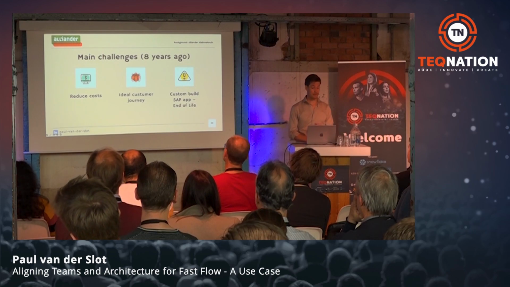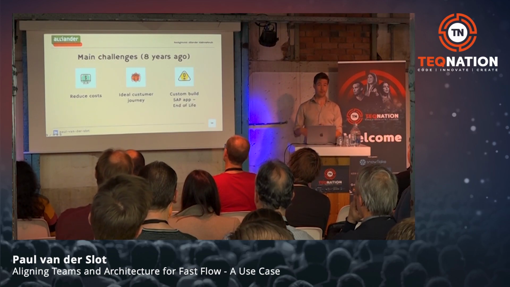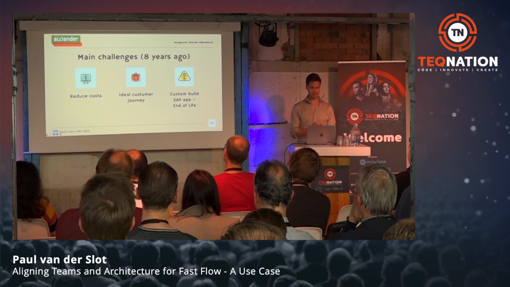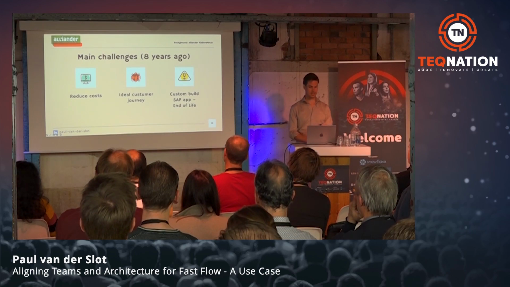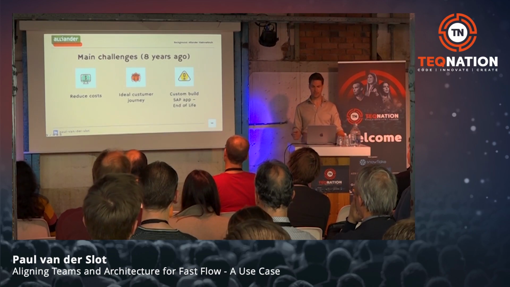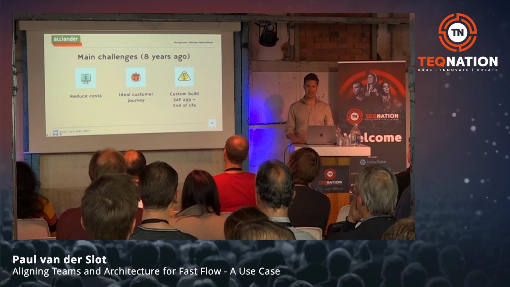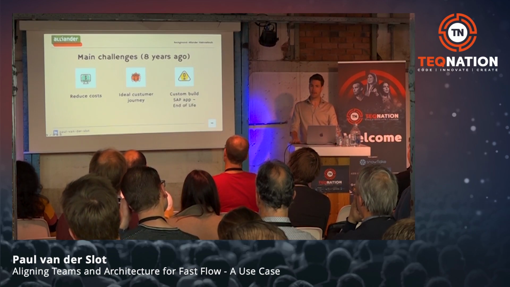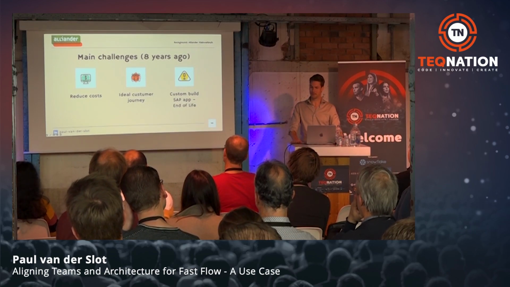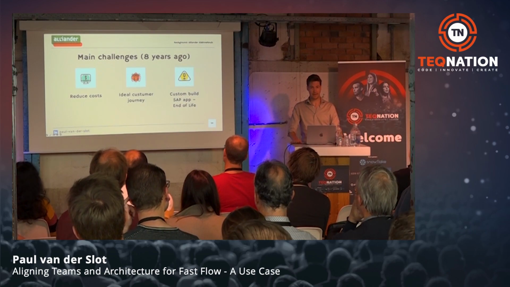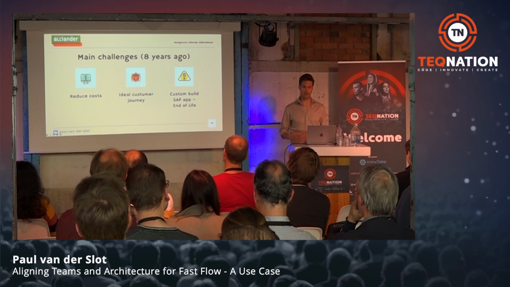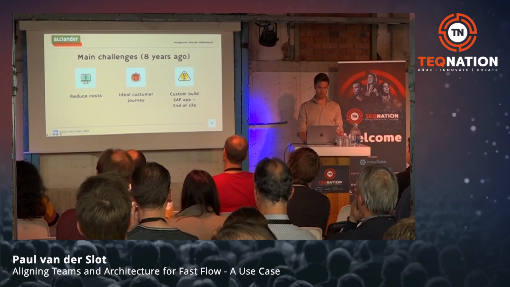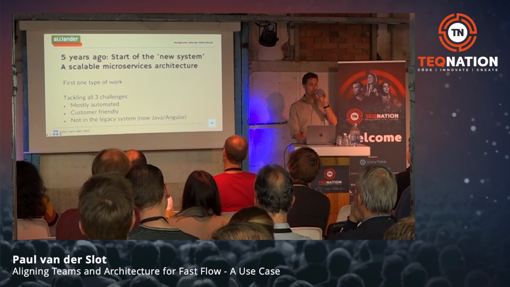And the main challenges of Alliander were, of course, like everyone, reducing costs, so automating parts of the business, but also an ideal customer journey. And the state was that the custom-built SAP application that they had at that moment was end of life. So there was need for a new system.